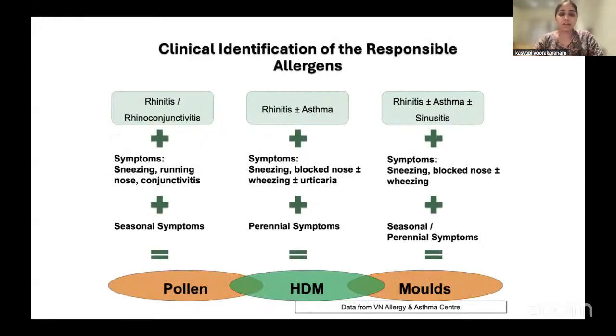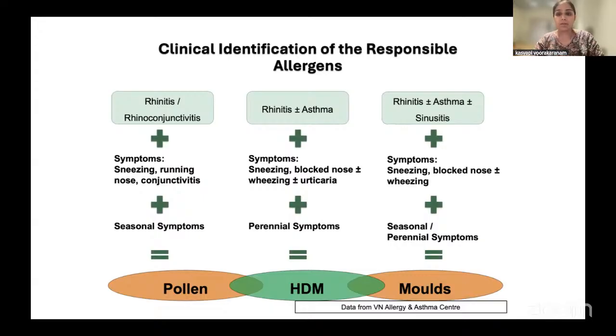We generally follow this algorithm at our place, where we look at the causative allergen for different clinical presentations in different seasons. For example, rhinitis and rhinoconjunctivitis are generally seasonal symptoms, and we suspect pollen. Whereas when the same is combined with asthma, which is perennial, the most probable suspected allergen is house dust mite.